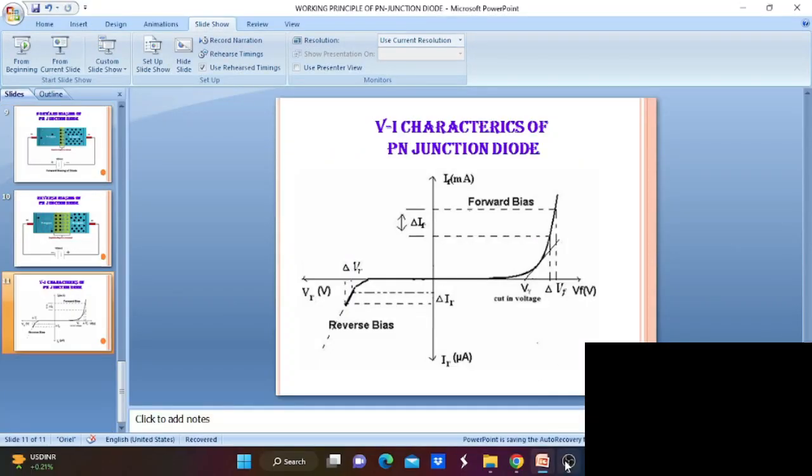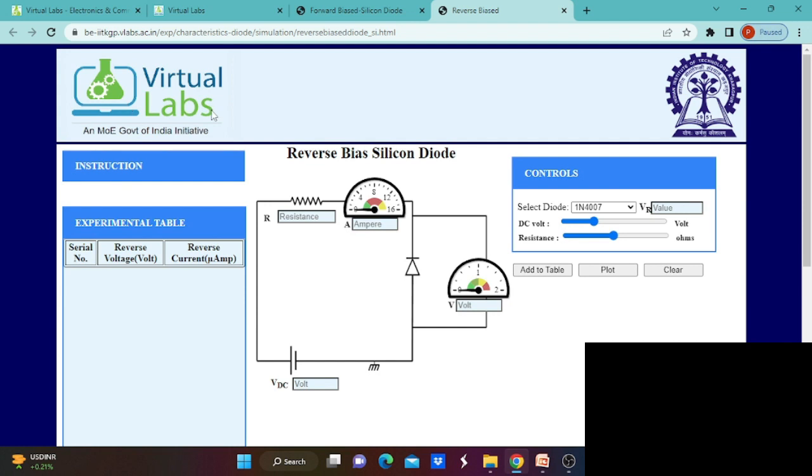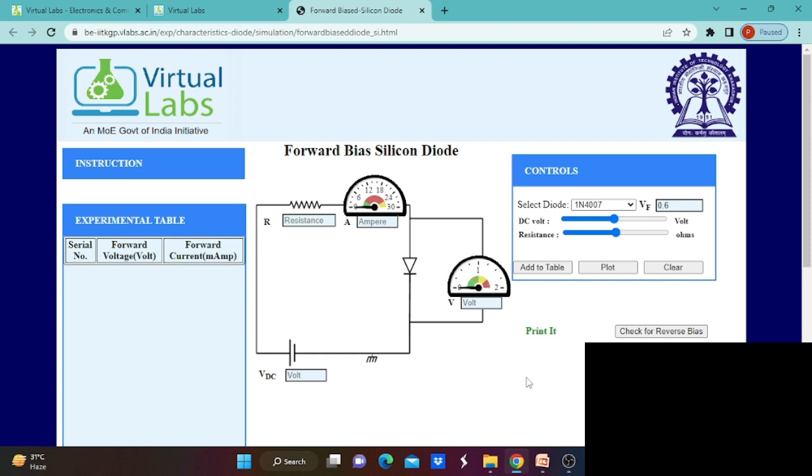So let us see the explanation about the virtual lab. The same theoretical concept can be explained in the virtual lab to give practical knowledge. Now we can see the virtual lab concept for the forward bias condition and the reverse bias condition of the PN junction diode.